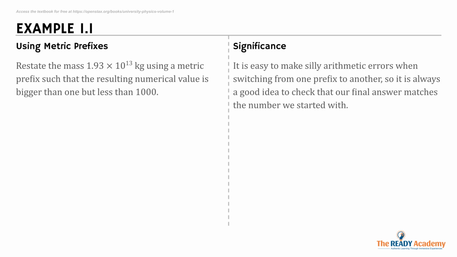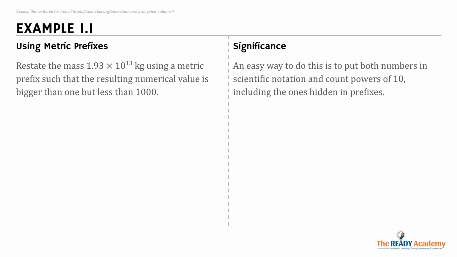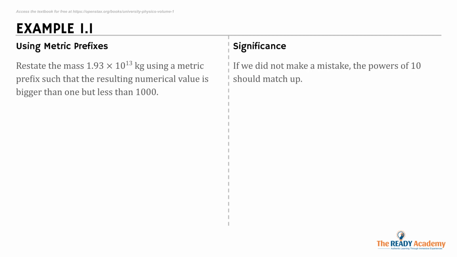Significance. It is easy to make silly arithmetic errors when switching from one prefix to another, so it is always a good idea to check that our final answer matches the number we started with. An easy way to do this is to put both numbers in scientific notation and count powers of 10, including the ones hidden in prefixes. If we did not make a mistake, the powers of 10 should match up.